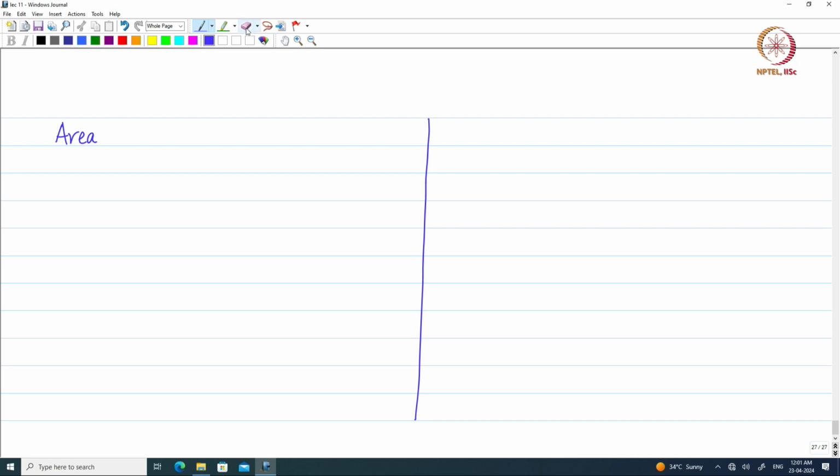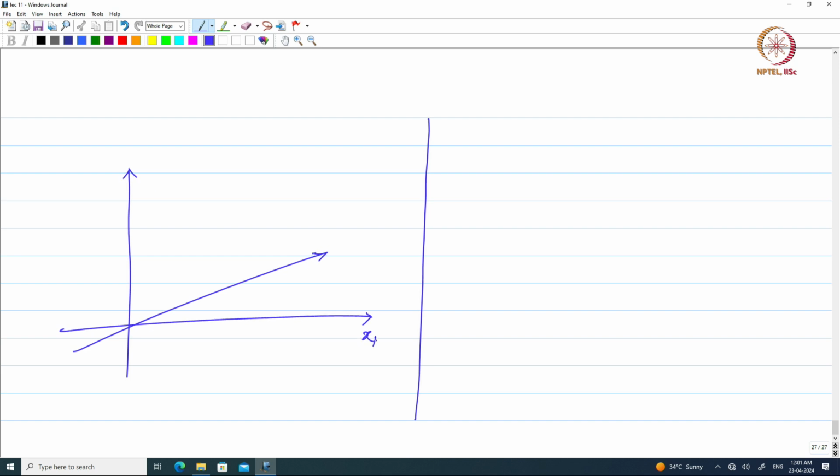Let us look at what it means. Suppose we had our axes, let us say x1, x2, x3 axes, and assume that this was the parallelogram that we were looking at. So I am going to get this parallelogram.